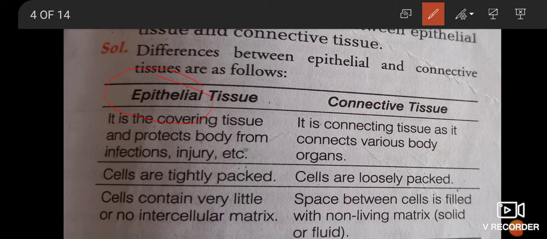Whereas the main function of the connective tissue is that it connects the various body organs. Right, it connects various body organs, and that is why it is called the connective tissue.